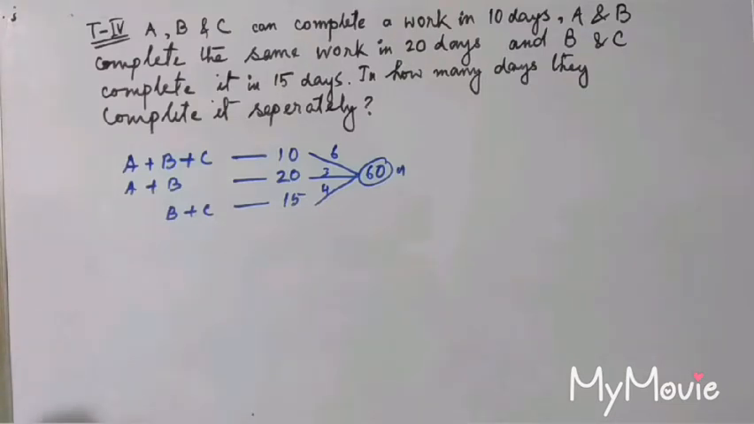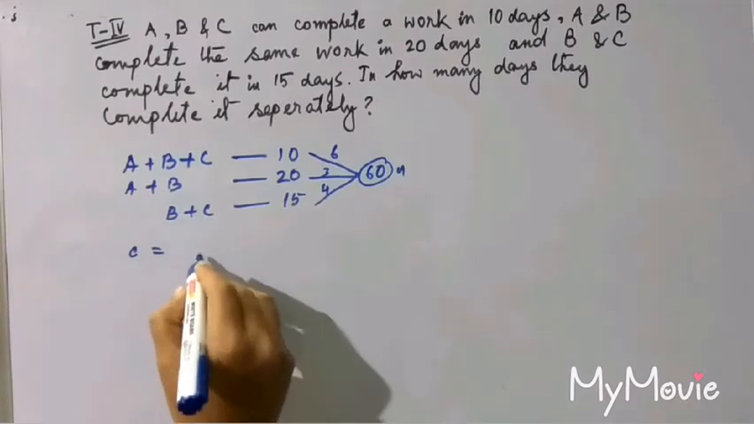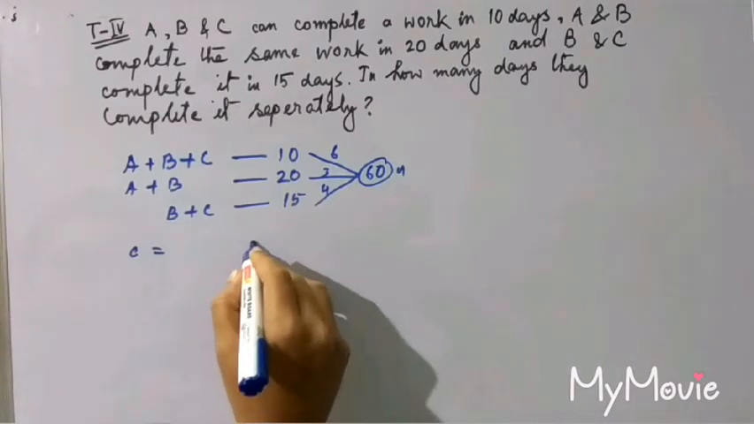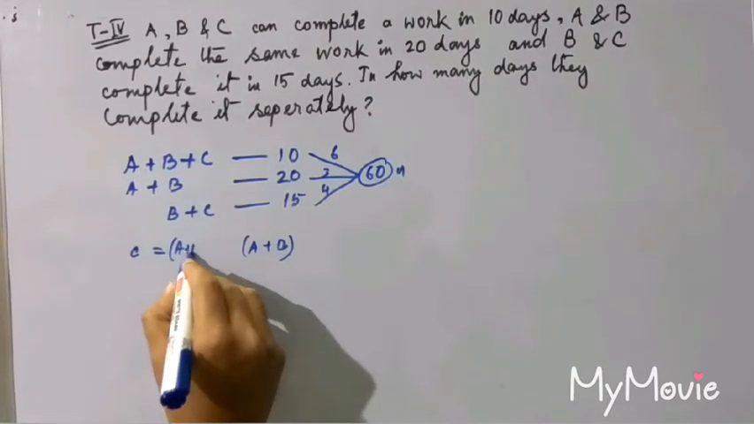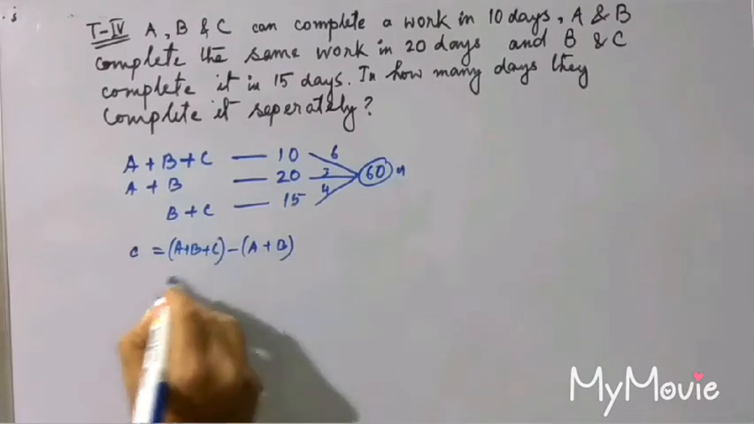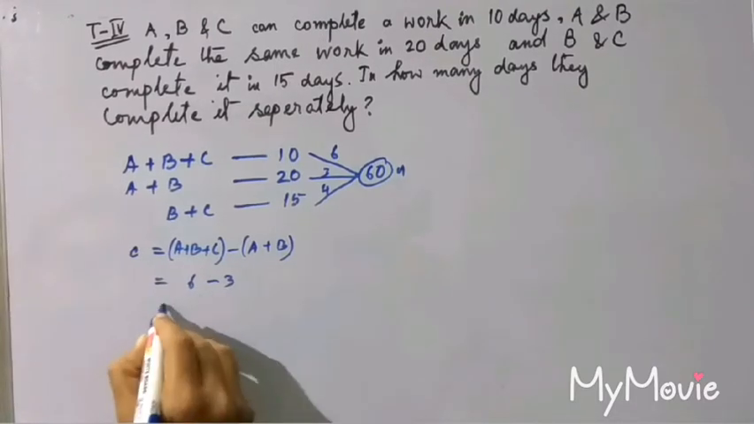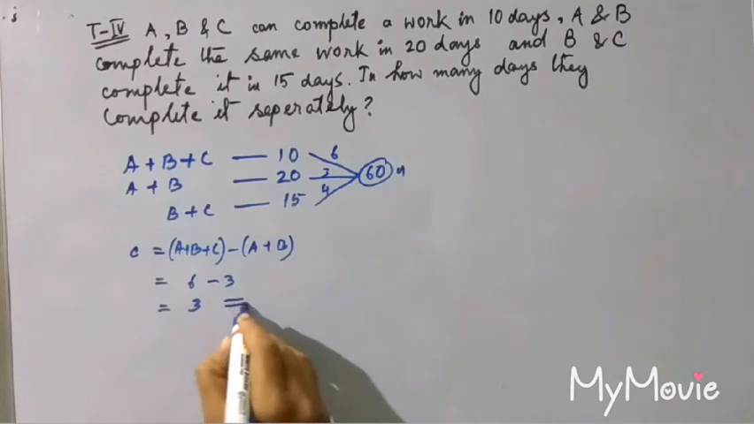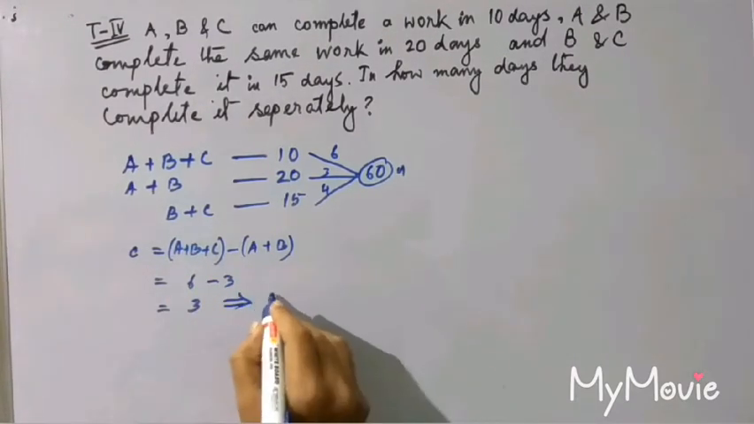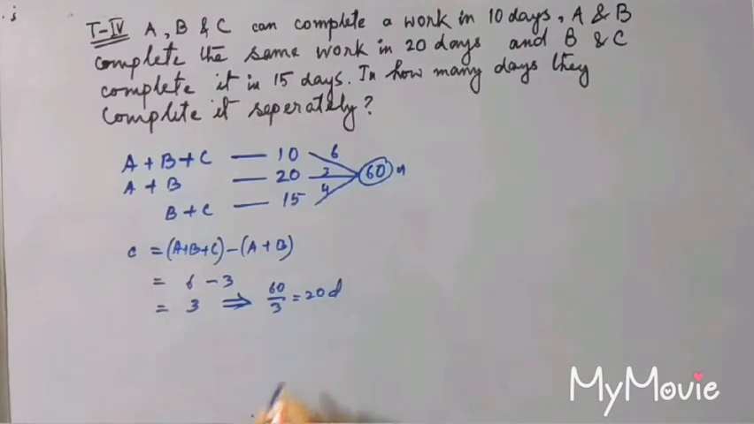Now we have to work out the number of days of completion for C. In that case, we have to subtract A and B's unit from A, B and C's unit. Now let us put the data like this, which gives 3. Hence the number of days for completion of the total work by C is 60 divided by 3 equals 20 days.